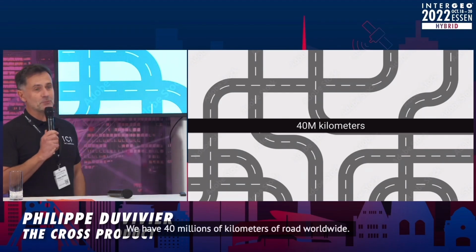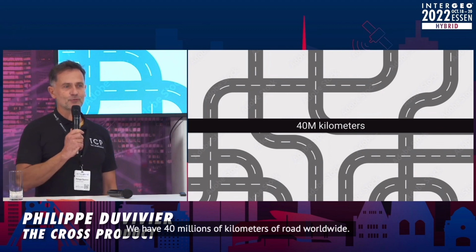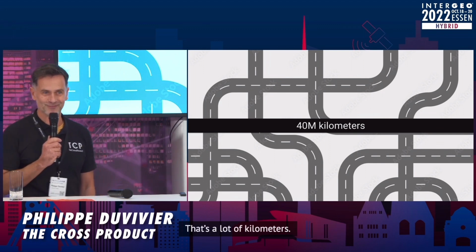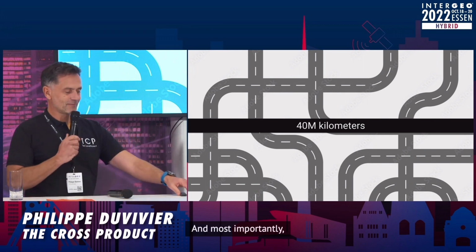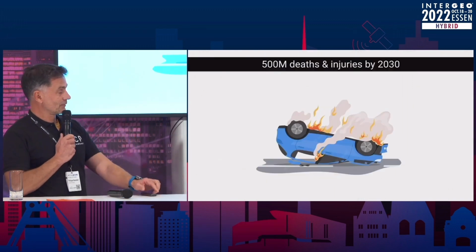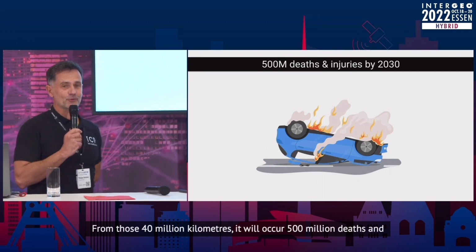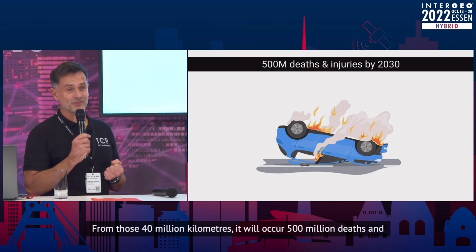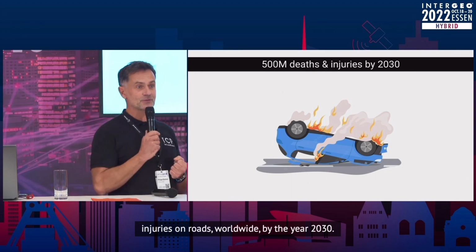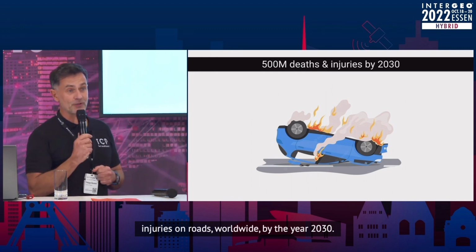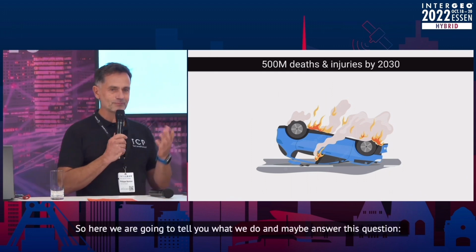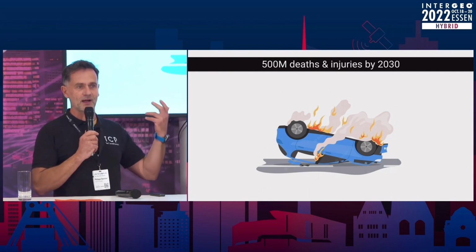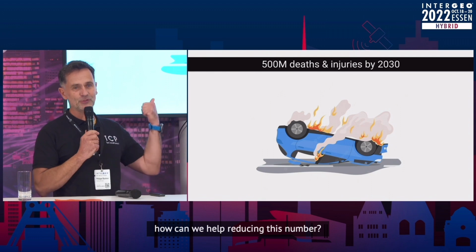We have 40 million kilometers of road worldwide. That's a lot of kilometers. And most importantly, those 40 million kilometers will cause 500 million deaths and injuries on the roads worldwide by the year 2030. So here we are going to tell you what we do and maybe answer this question: how can we help reduce this number?